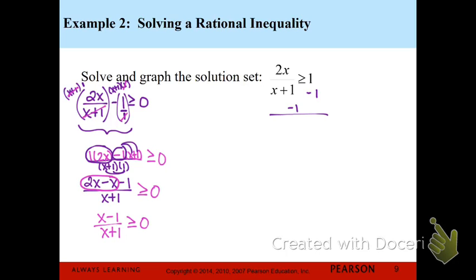And so now I need to do what? This is where we set it equal to 0, right? So we know that x minus 1 over x plus 1 equals 0. Except this has a numerator and a denominator, doesn't it? So we're going to set them each equal to 0. x minus 1.